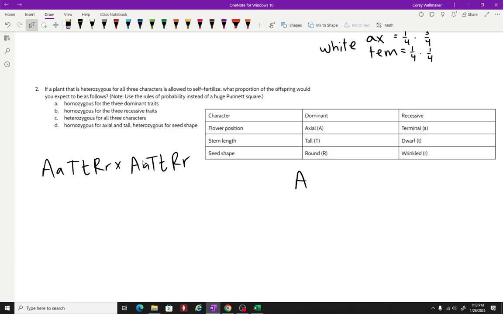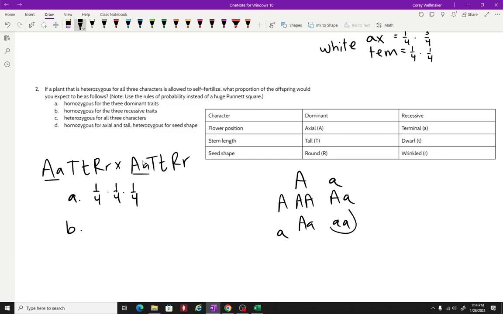So if you need to do a Punnett square off to the side, I'm just going to do it for A because it's going to look the same for T and R because we're crossing heterozygous with heterozygous for all letters. So homozygous for all 3 traits, 1/4 times 1/4 times 1/4, right? It's just this for A and T and R. For B, homozygous for all 3 recessive traits, again, it's 1/4 times 1/4 times 1/4.